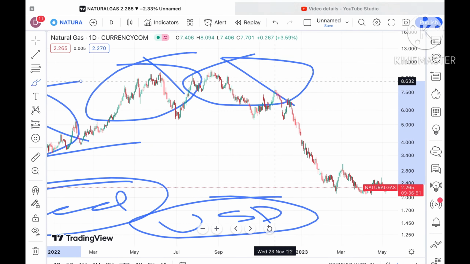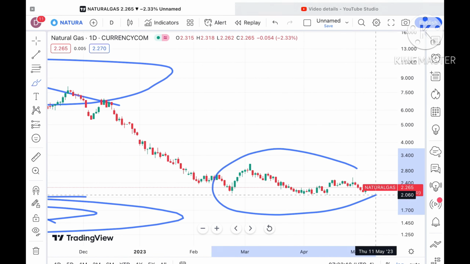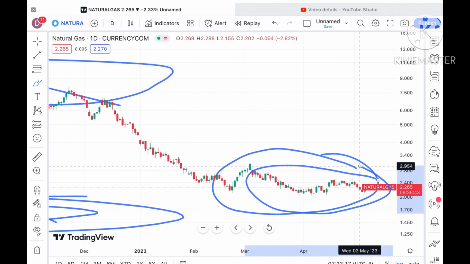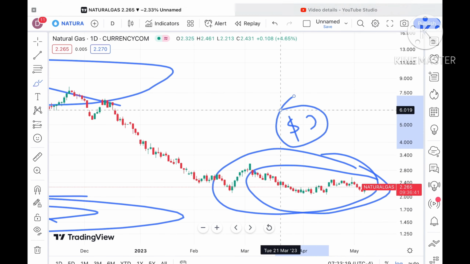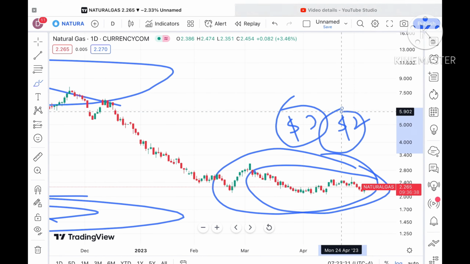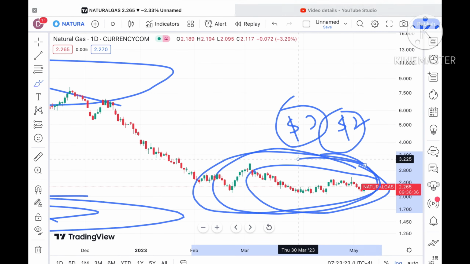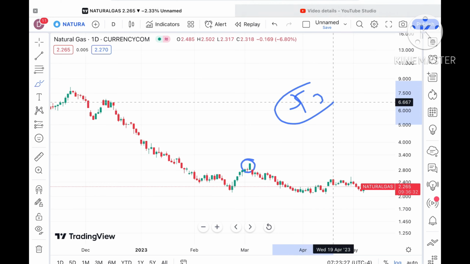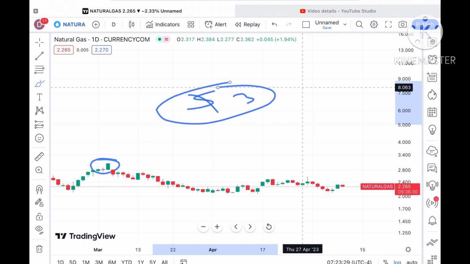Now if you look at this particular chart also, we have seen the range in March, April and May. If you look at this, it has not crossed a level of $3, nor has it moved below a level of $2. It was moving in this particular zone, and only touched the $3 zone once. The probability can be high that it can go further upside.